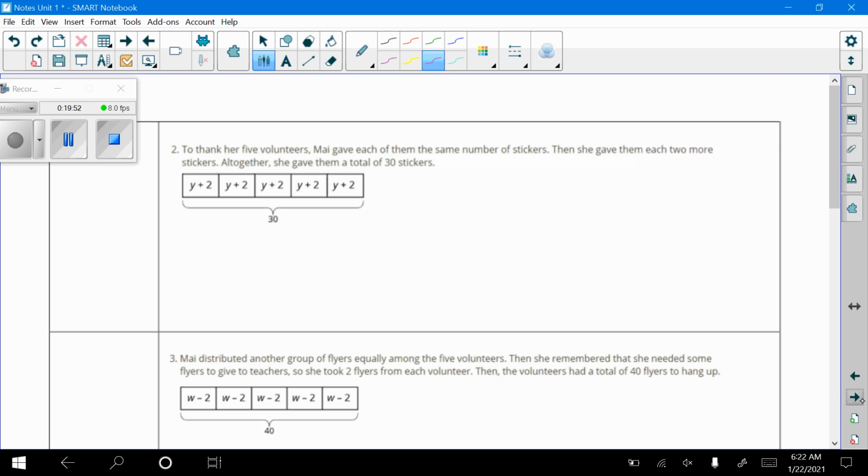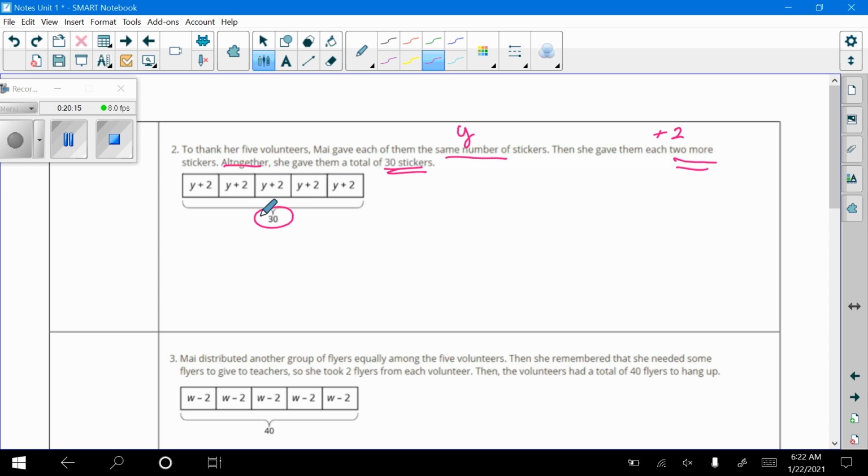All right, the next one: thanks to her 5 volunteers, May gave each of them the same number of stickers. So anything that says the same number of stickers, that's where your variable comes in. In this case, it looks like she did the Y. And then she gave them each 2 more, so she added 2 to it. That's where we end up with a y plus 2. Altogether, that's her total. She gave them 30 stickers.